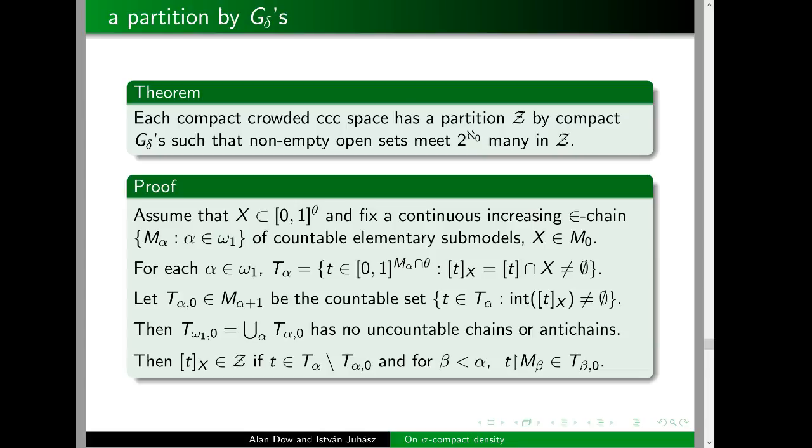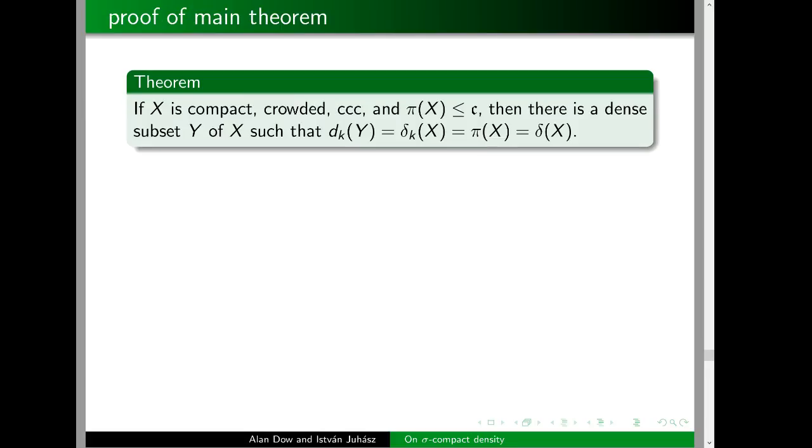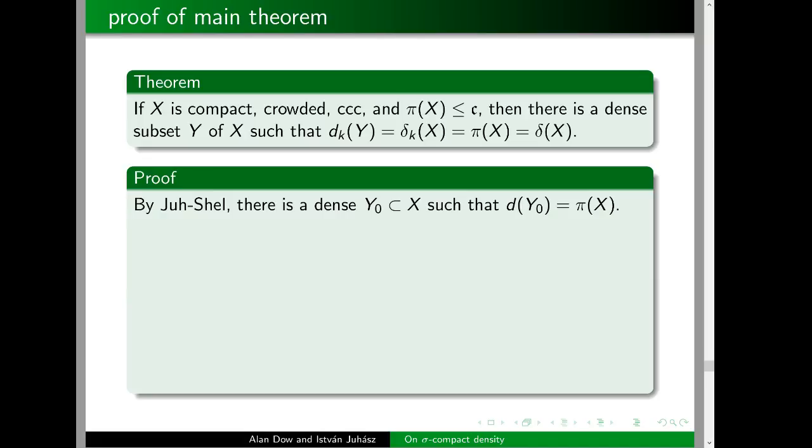And there's an argument to be made for why the image of every open set works, but I don't have time. All right, so I can finish by saying, here's the final result then. If X is compact, crowded, CCC, and pi weight at most C, then there's a dense set Y such that the kappa density, the compact density, is the pi weight. And so if you're K-separable, then you have countable pi weight. That's the proof, and I'll go a little quickly.